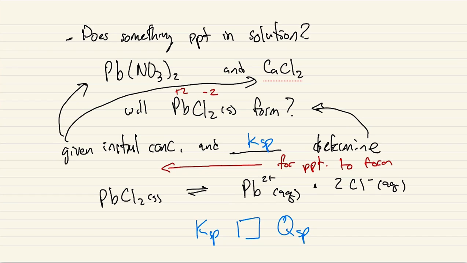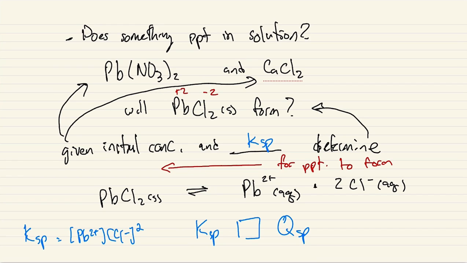So if our ratio, let's say, [Pb 2+][Cl minus]squared, if our value of QSP is less than KSP, so it's less than the amount that we have at equilibrium, then we still need to make more aqueous ions before we shift things into the solid phase.